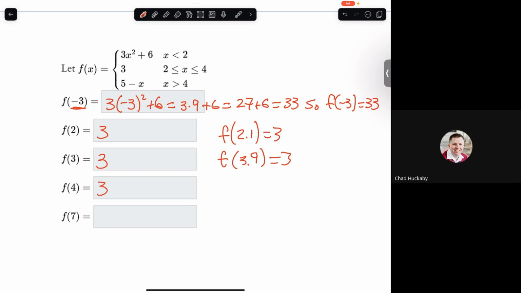What about f of 7? I would say it's the 5 minus the x. Right, because our x is 7, because 7 is greater than 4, we have to use the 5 minus x portion. So we do 5 minus what value? 7. Our x value is 7. So 5 minus 7 is negative 2. So f of 7 is negative 2.